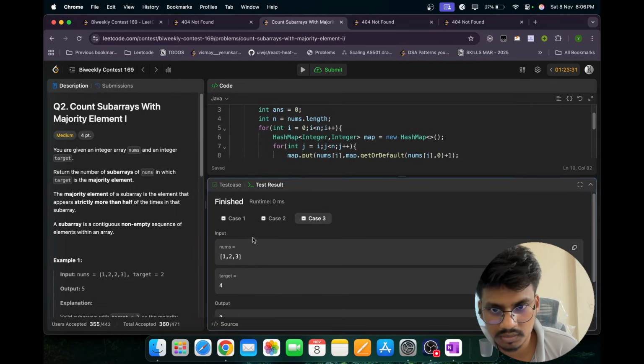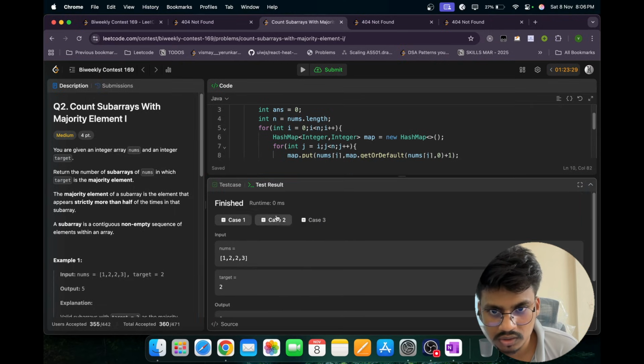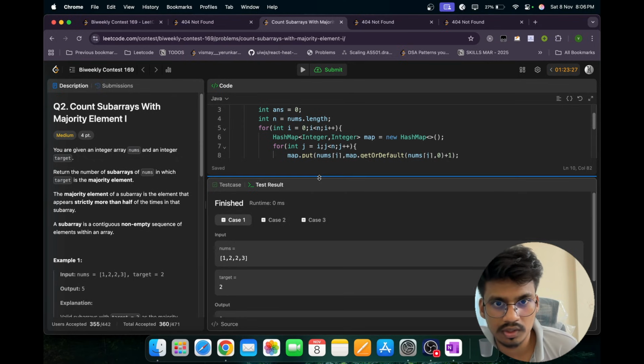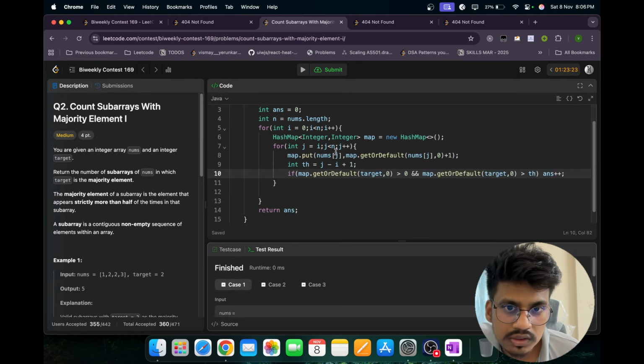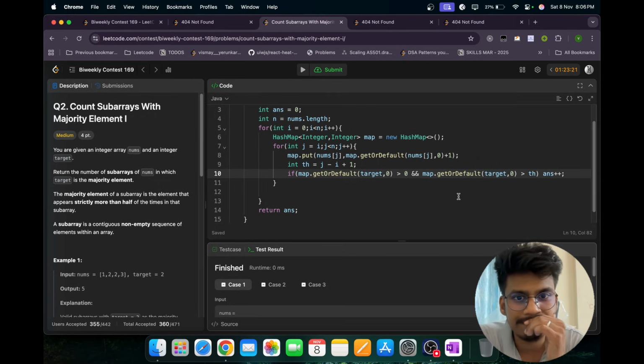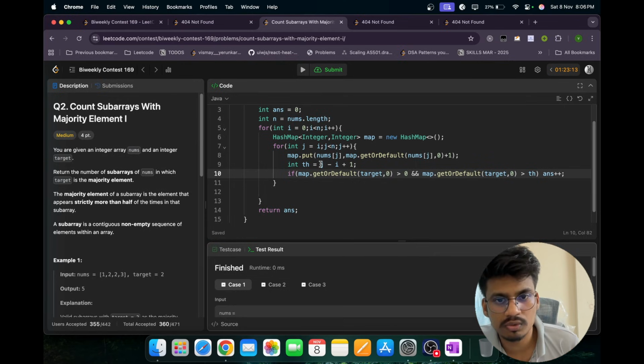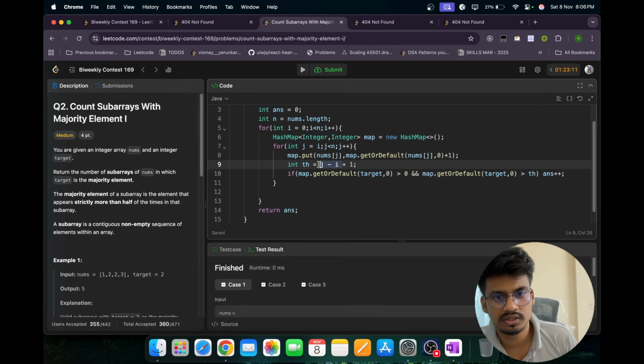Still we are missing something, I guess. Okay, so i is 0, less than n, then we'll start it from this. My threshold will be j minus i plus 1. So it is j minus i plus 1, which is correct.